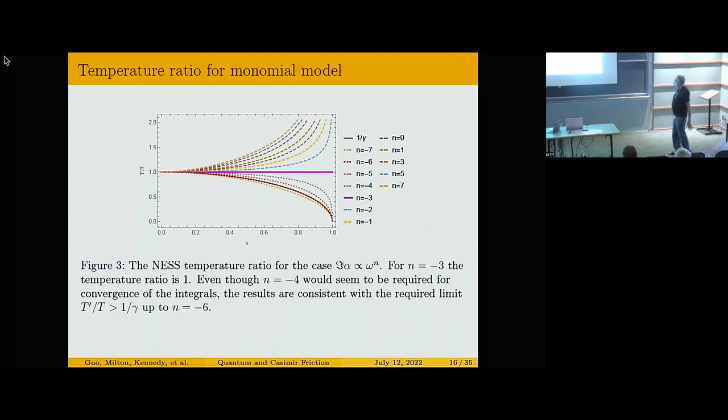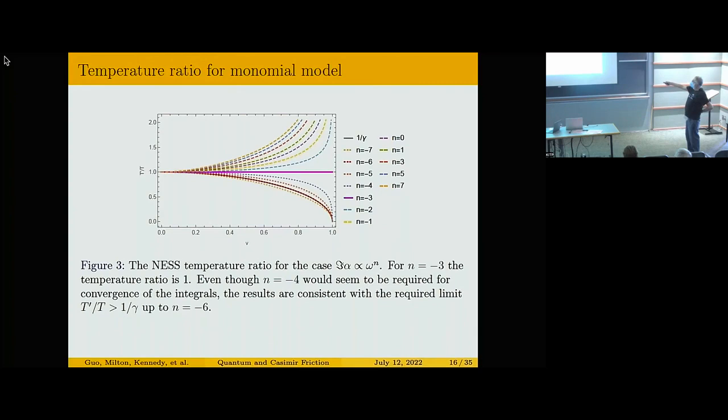And here is a graph. You'll notice there's a separatrix between increasing functions. So this is T prime over T. For all these cases up here, T prime over T is greater than one as you increase in velocity. Of course, at zero velocity, the ratio goes to one. Then it increases, and it can be up, you know, a factor of two easily if you can get to high enough velocities. The separatrix occurs for n equals minus three, and for n smaller than minus three, it goes negative.